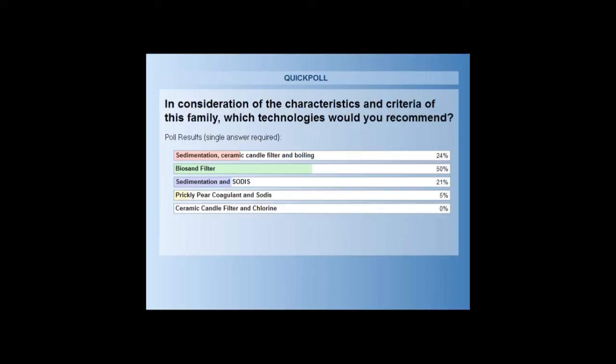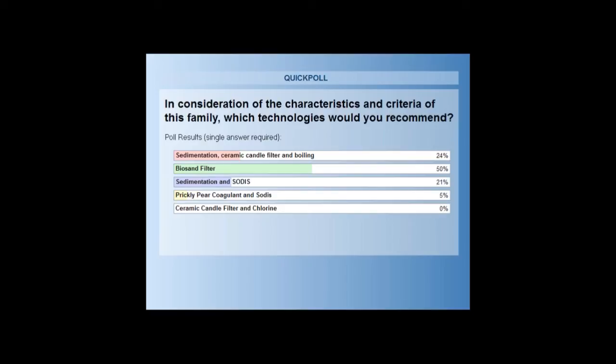Ceramic candle filter and boiling water. Well, this is an okay option. It has all three: sedimentation, filtration, and disinfection through boiling. Of course, the ceramic candle filter needs replacing within 2 to 5 years. But if it did fail, they're still boiling the water, so the users are still protected.